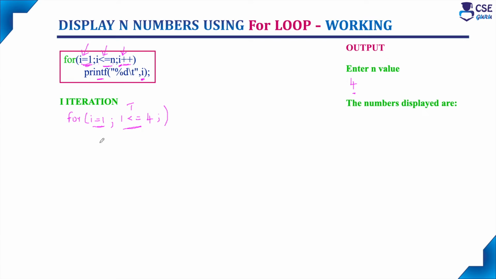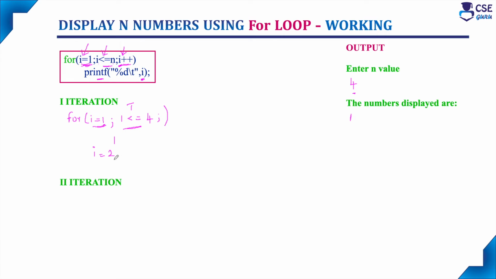So I value in the first iteration was 1, so 1 will be displayed in the output screen. Next, at the end of the body of the loop, the variable value I will get updated. So here the value has to get incremented by 1. Previously I value was 1. If it gets incremented by 1, I value is 2.